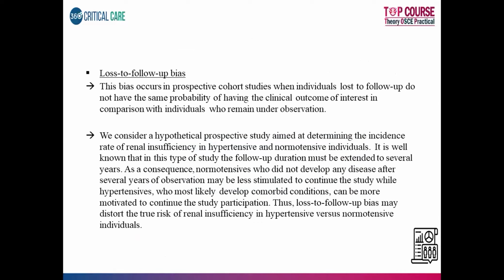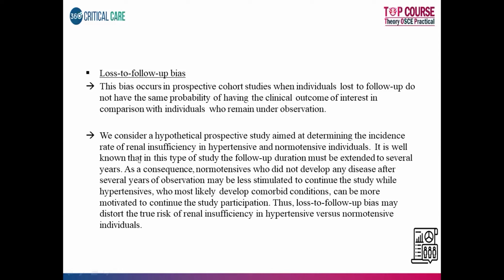Now next is the loss to follow-up bias. So this bias occurs basically in prospective cohort studies when individuals who are lost to follow-up do not have the same probability of having the clinical outcome of interest in comparison with individuals who remain under observation. Example for this is, okay, you're going to determine the incidence of renal insufficiency in hypertensive and normotensive individuals. Okay, so two groups you have made and you want to know which patients would develop renal insufficiency.